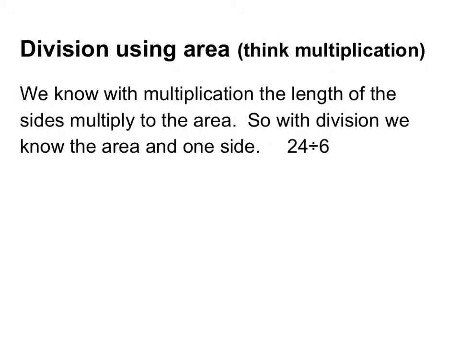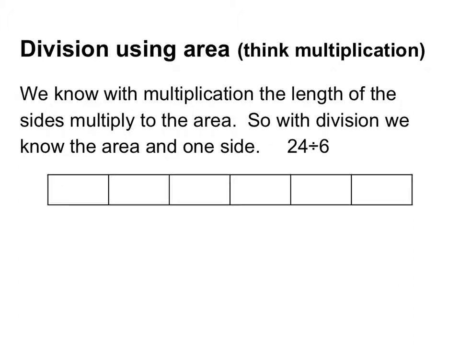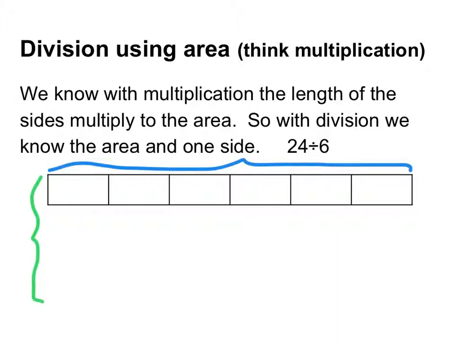So let's do this as an example, 24 divided by 6. So I'm going to start with 6 because I know that the length of one side of my rectangle needs to be 6. So there it is. What I don't know is how long this side of the rectangle is. Okay, that's still the unknown. So I'm going to start with my 6 and then I'm going to build until I have an area of 24. So right now I only have an area of 6. So I'm not done. So let's put another row.